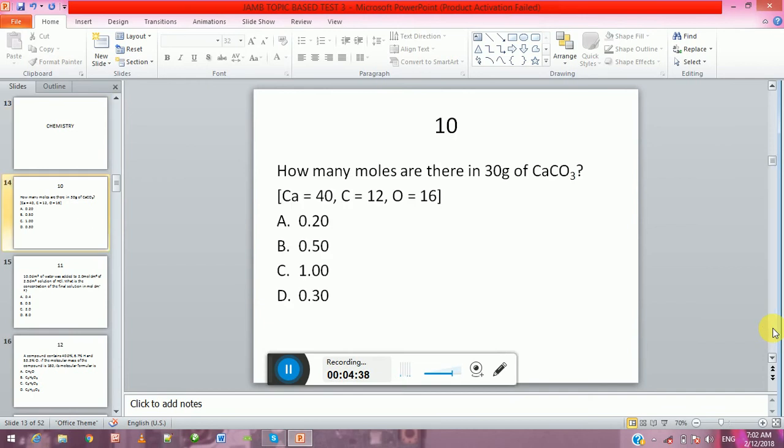Chemistry. How many moles are there in 30 grams of CaCO3? That's calcium carbonate. Ca, which is calcium, 40. C, which is carbon, 12. O, which is oxygen, 16. A 0.20, B 0.50, C 1.00, D 0.30.